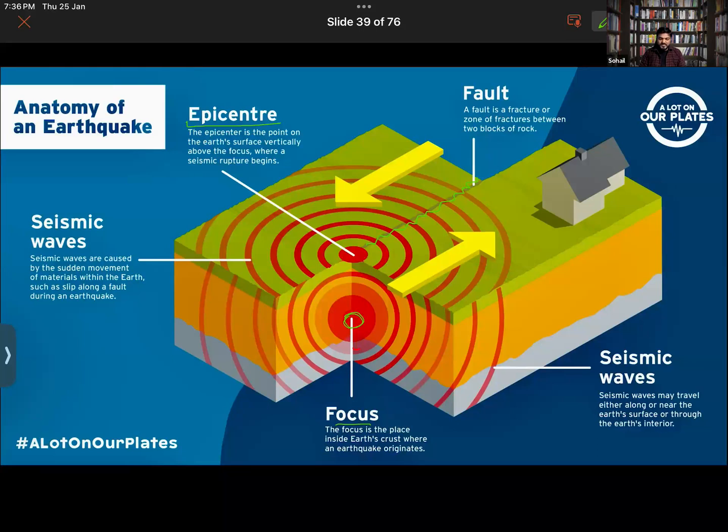Yes, sir. So these are the terminologies associated with it. Any doubt in this, please do let me know. Okay, sometimes the distance between the epicenter and focus is also called focus depth. Seismic depth भी हम कह सकते हैं. Getting it, everyone? Yes, sir.